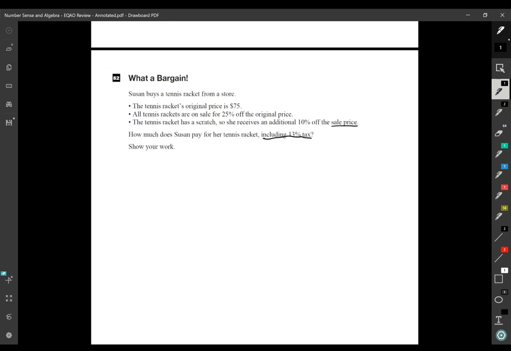Okay, so we're going to have to go through a few steps. Our first step is going to be to find the sale price, the sale price, which includes 25% off. So step one, find sale price.